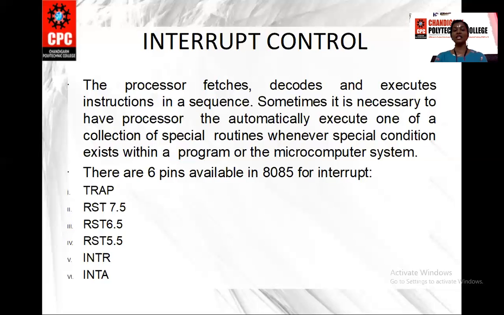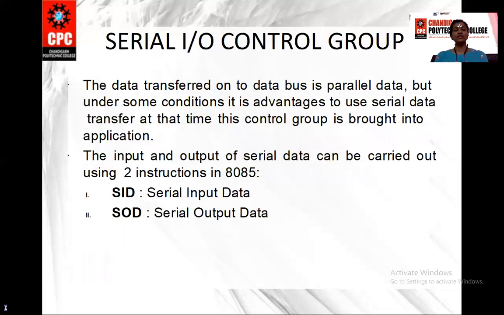Right? And for all this interrupt handling process, there is an interrupt control unit in the 8085 block diagram. Correct? And there are 6 kinds of interrupts in 8085 that are mentioned on the screen: TRAP, RST 7.5, RST 6.5, RST 5.5, INTR, and INTA. And these interrupts are written over here in priority order. That means TRAP has the highest priority, then RST 7.5, then 6.5, and then priority keeps decreasing.